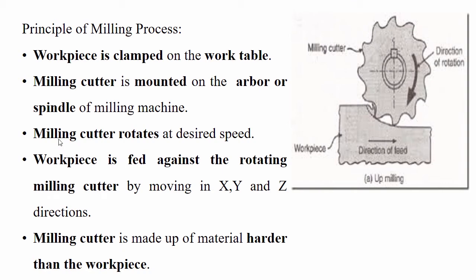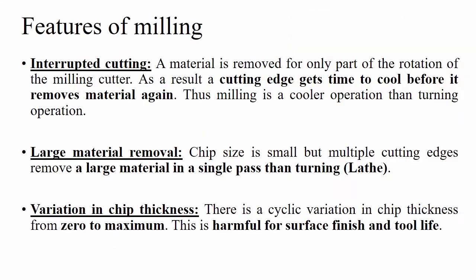Here the milling cutter rotates. The milling cutter, or you can say the tool, is going to rotate at a very high speed. Next, the workpiece is fed against the rotation of the milling cutter by moving the table or the workpiece in x, y and z directions. Next, the milling cutter is made up of material harder than the workpiece. That is what we have already discussed, that the tool, which is nothing but the milling cutter, is harder than the workpiece. These are the principles of milling operation.